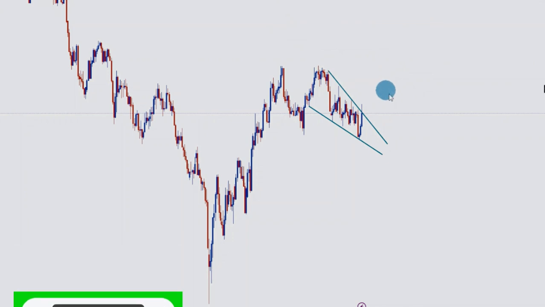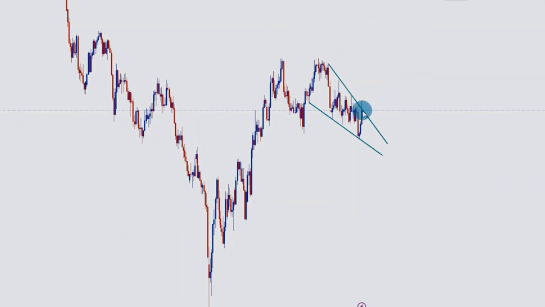And another perspective of the market, we are expecting the market to close above this downtrend line to give us a break and retest on this downtrend line for us to be able to long the market to the upper side.